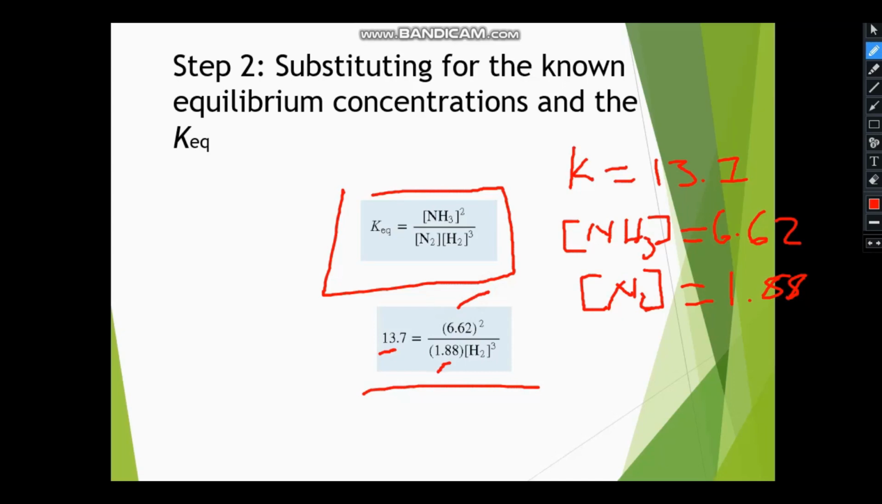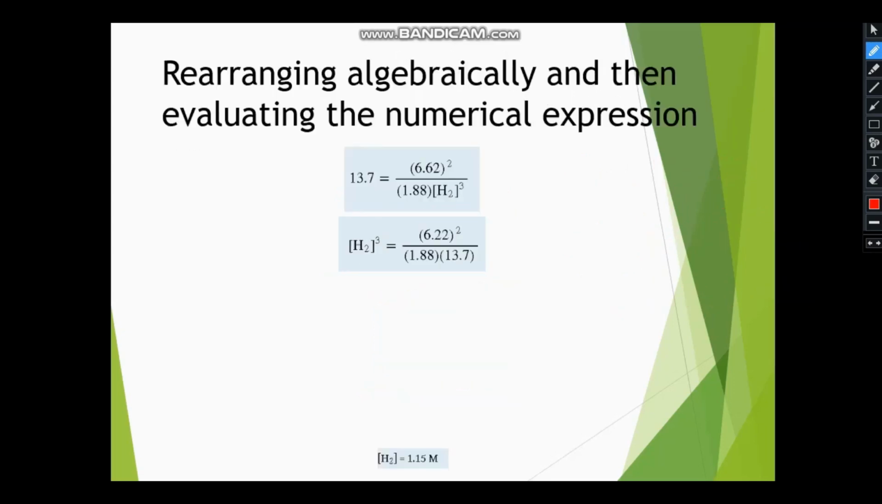So the only concentration which we don't have is the concentration of hydrogen, and that's the question which they have asked us to find. We need to find the concentration of hydrogen. So let's see the next step that we need now to take. So the next step is just to rearrange the expression so that we make the concentration of hydrogen the subject of the formula. So we have this expression. So if we get it, when we make hydrogen the subject of the formula, we'll have this new expression.